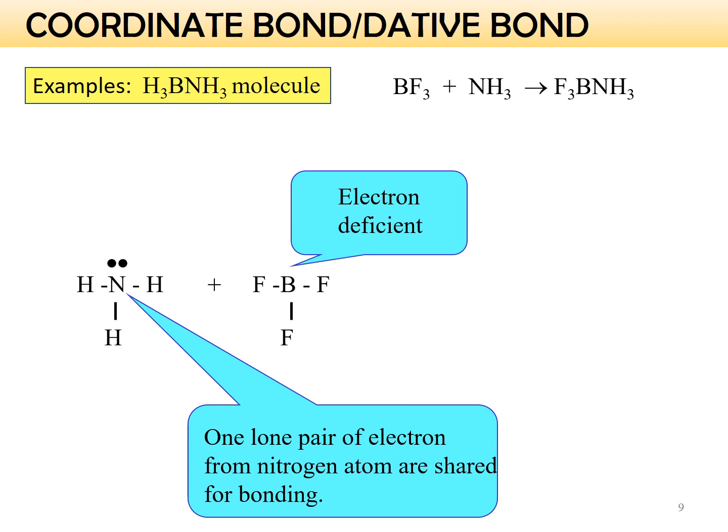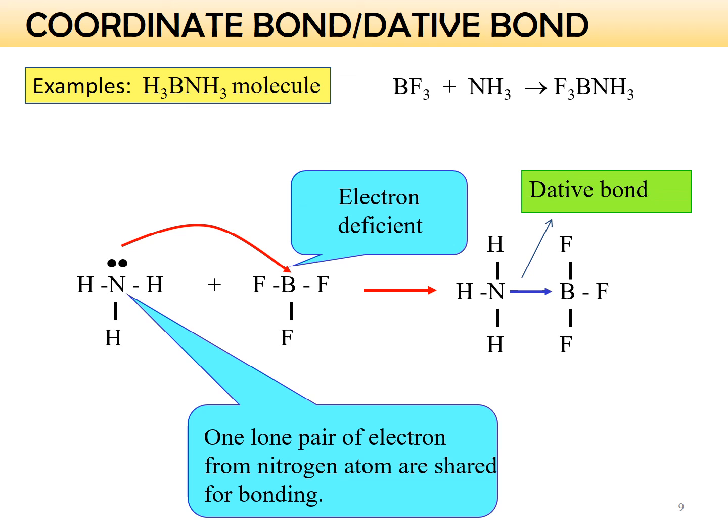The lone pair on the nitrogen of an ammonia molecule can be used to overcome that deficiency. One lone pair of electrons from the nitrogen atom is shared for bonding, and a compound is formed involving a dative bond. In simple diagrams, a dative bond is shown by an arrow. The arrow points from the atom donating the lone pair to the atom accepting it.